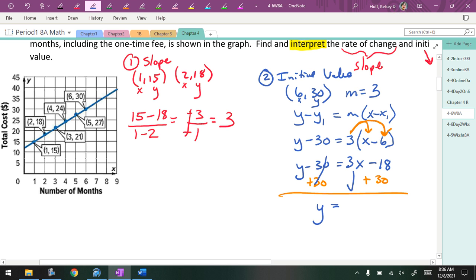Y equals, we bring down 3x. Somebody grab your calculator for me. Negative 18 plus 30. Say it again. 12. Positive or negative? Positive 12.